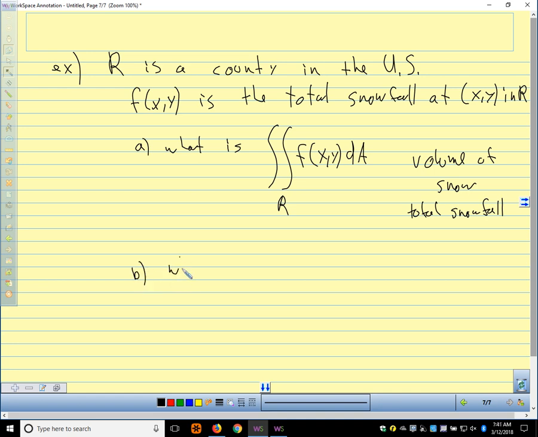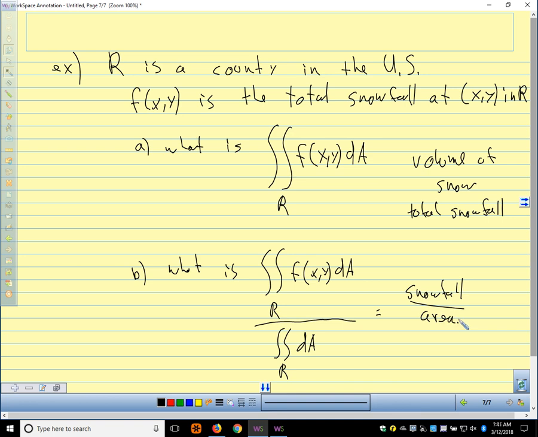How about this double integral of f of xy dA over the double integral over our region of dA? The average snowfall per unit area. Right, the double integral of dA, if my function is 1, isn't that just the area of the region? So this is snowfall per area. That would be the volume of snow per unit area. And this is an important idea to remember. The double integral over a region of dA is just the area of the region. And sometimes when you're evaluating double integrals, that can be helpful and save you some work.